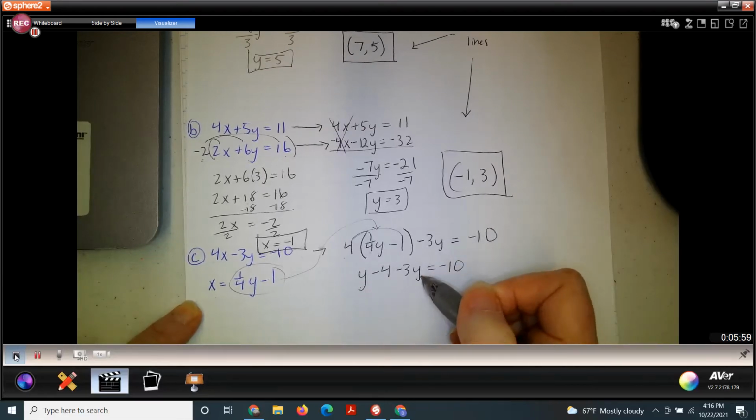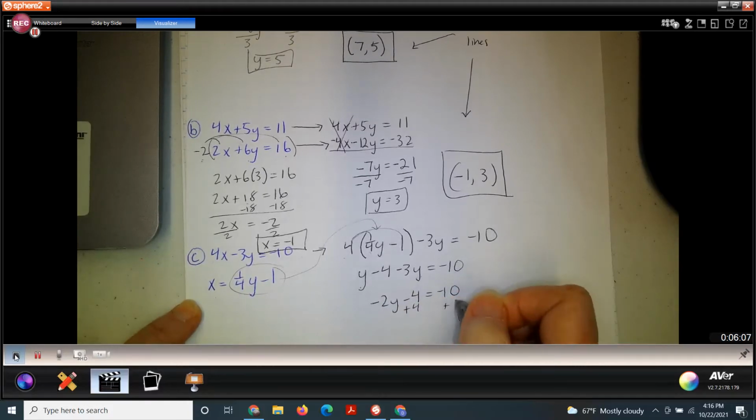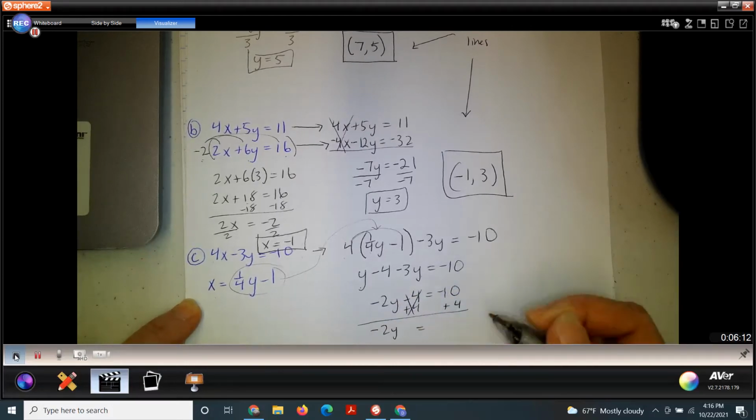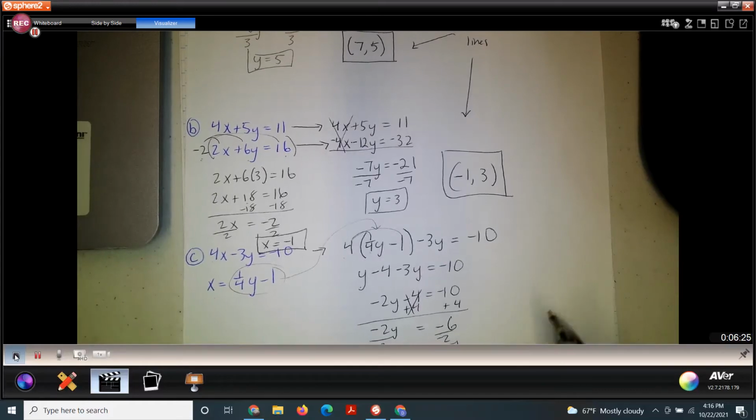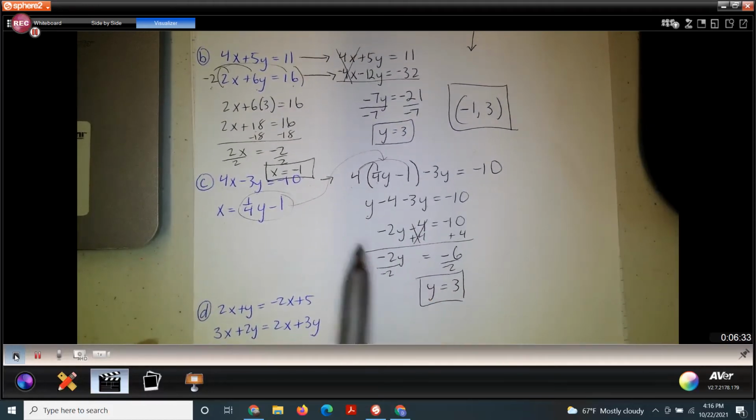So the y and the negative 3y makes negative 2y minus 4 equals negative 10, plus 4 on both sides. Negative 2y equals negative 6. So if I divide, then y equals 3. So I found y, and then I want to find x, and I see right here would be a nice place to plug in my y.